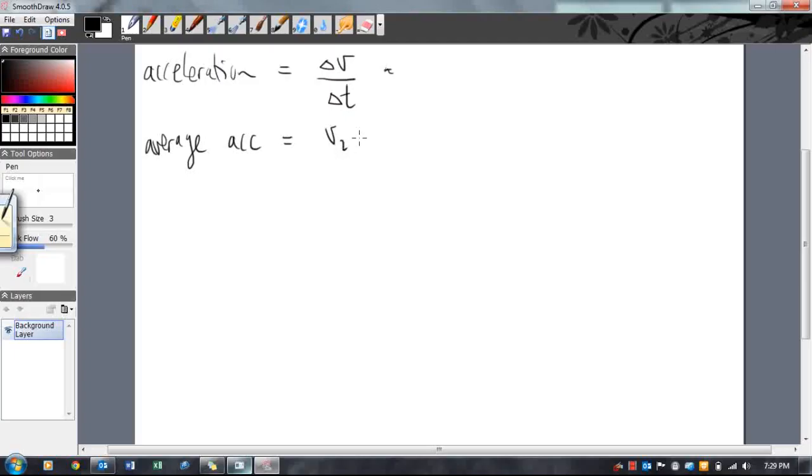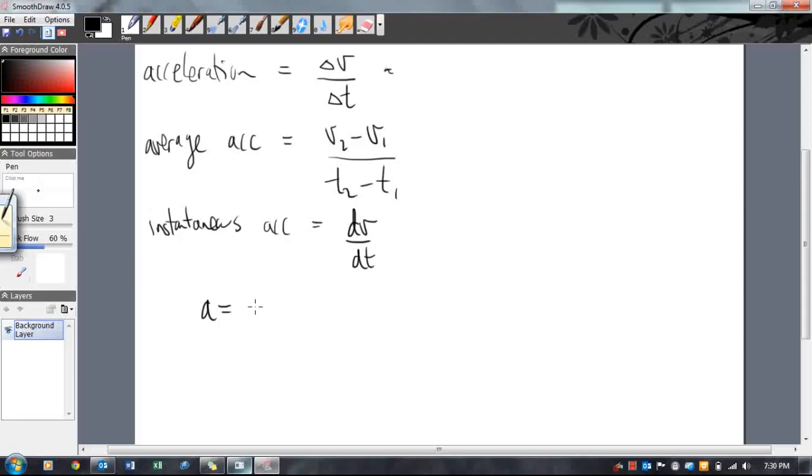will be equal to some final velocity minus an initial velocity, in other words the change in velocity, over t2 minus t1. Okay, so the change in time. That's your average acceleration. Again though, what we're really interested in is instantaneous acceleration. And that's the change in velocity over the change in time. As the change in time approaches 0, we get the derivative. So that's dv/dt, the calculus derivative of velocity.